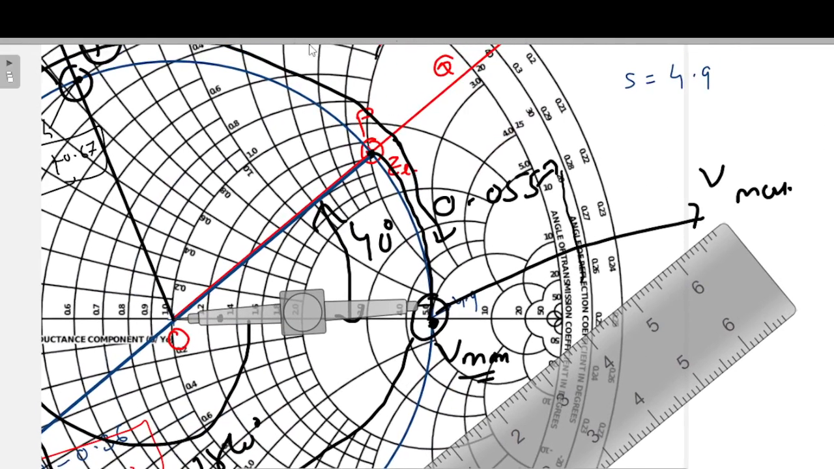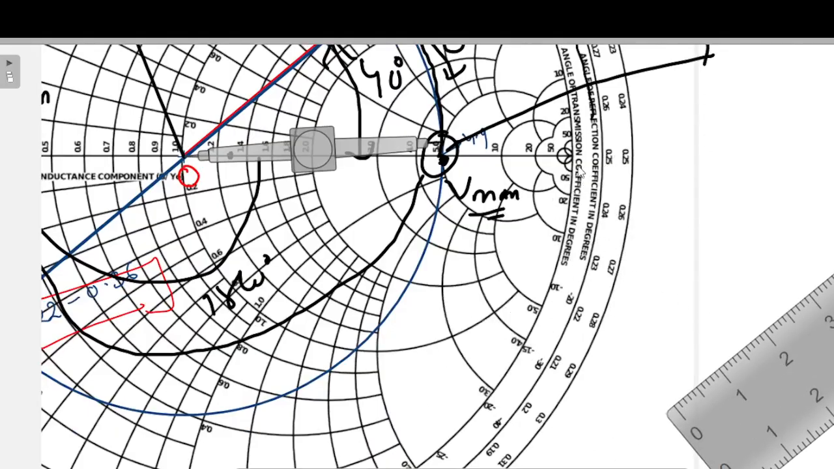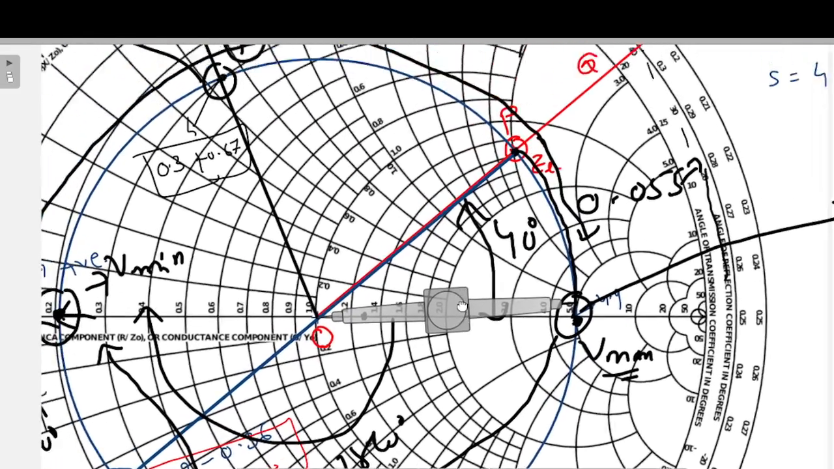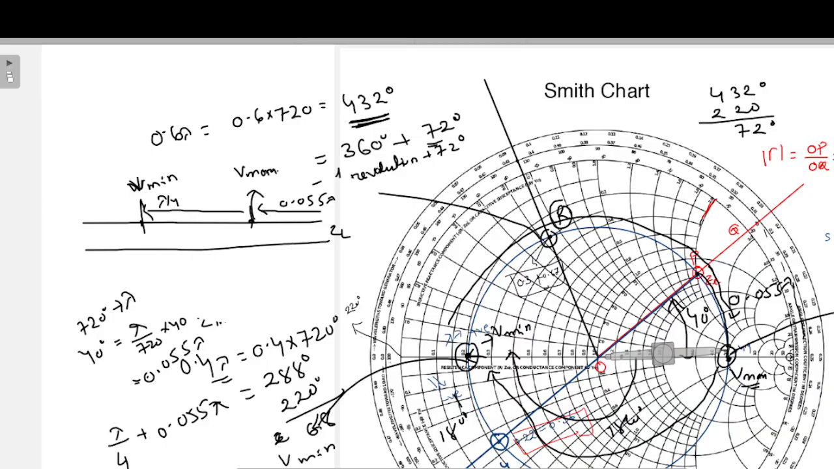Now I know this point is my 40 degrees. So 10, 20, 30, up to here it is 40, then 50, 60, 70, and here it is 72. Now this point is 72, that means by completing 0.6 lambda of distance, I have two V minimum points.